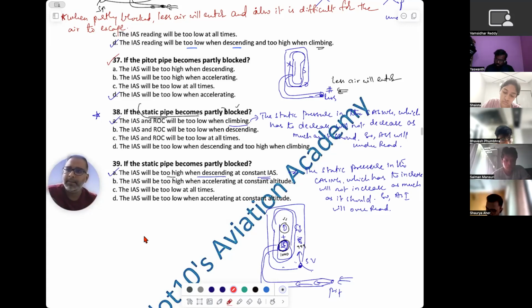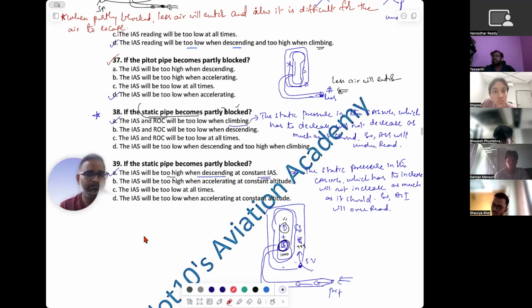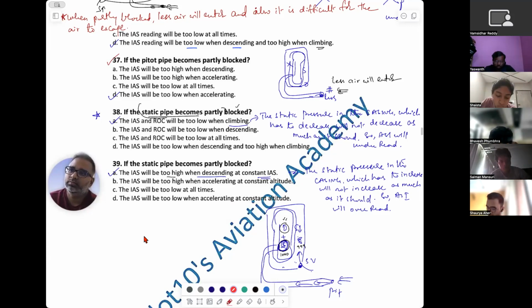Done, guys? Last question, sir. Okay, do it fast. Sir, I have a basic question. Can I ask you? Ask, please. Sir, if the capsule shrinks, what happens? Which capsule? Altimeter's, VSI's, Mach meter's? ASI. It will underread. It will read less than usual. Okay, got it.